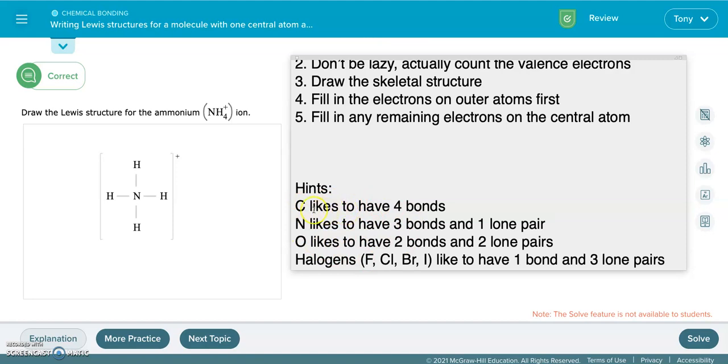But in general, especially if you're looking at neutral atoms, neutral molecules, you're going to have these patterns that are very common. So carbon typically likes to have 4 bonds. Nitrogen likes to have 3 bonds and 1 lone pair. Of course, we're not seeing that here, and that's because we've got an ion. That makes it so that these are not always exactly the rule. These are just good hints, good guidelines to keep in the back of your mind. Oxygen likes to have 2 bonds and 2 lone pairs, and then our halogens like to have 1 bond and 3 lone pairs, which is actually what we saw in the previous example that we did.